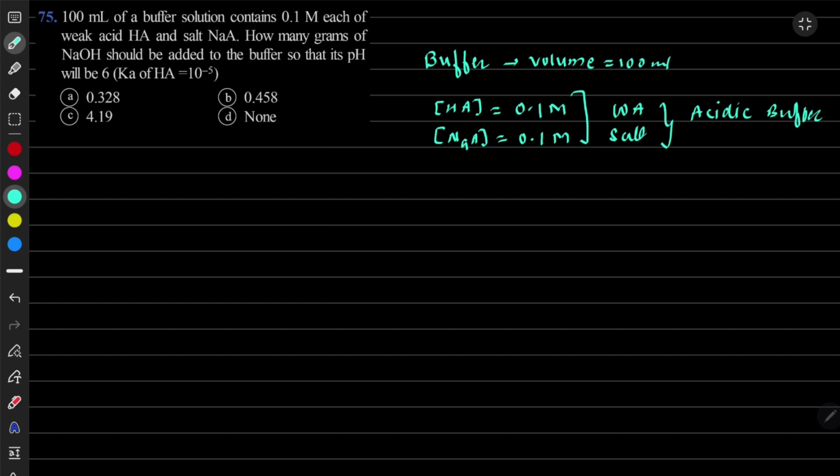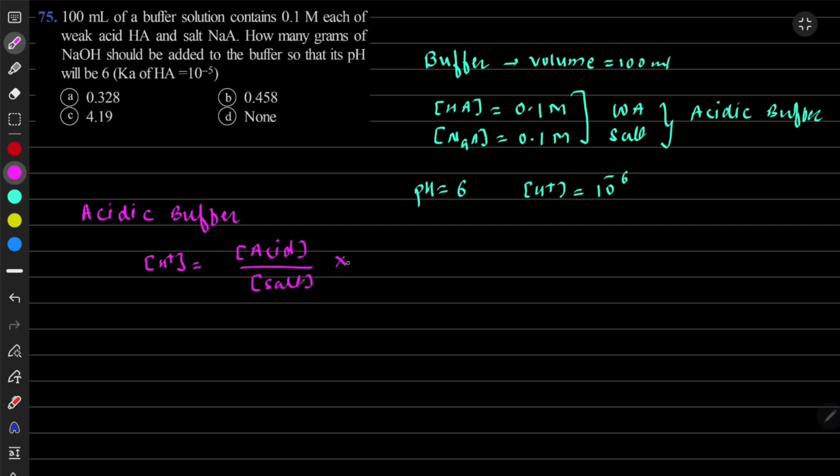Now they are asking how many grams of NaOH should be added to the buffer so that its pH will be 6. So the pH required is 6. That means the H plus concentration required is 10 raised to minus 6. And in an acidic buffer, H plus ion concentration is equal to concentration of acid upon concentration of salt into Ka. So Ka is known to us, and H plus is the required one over here.